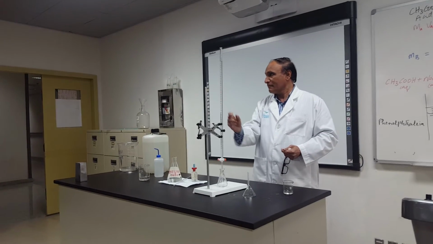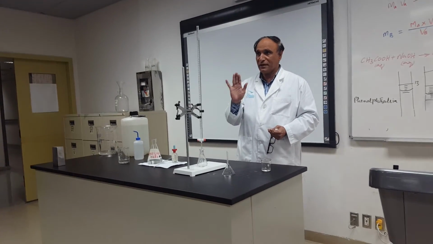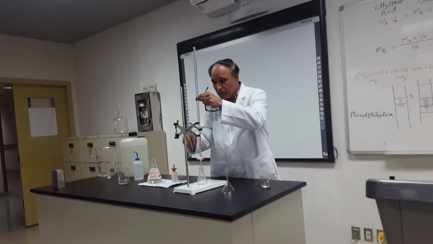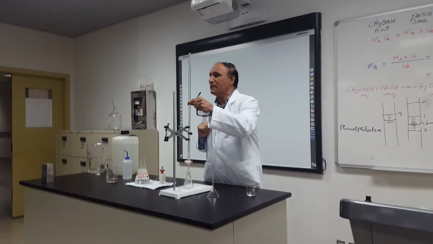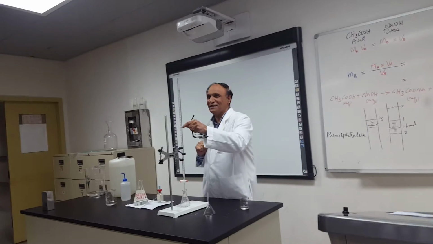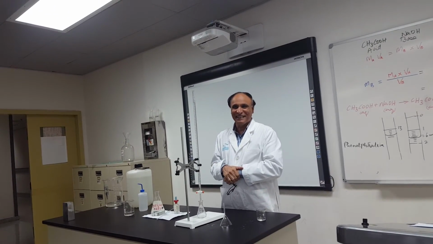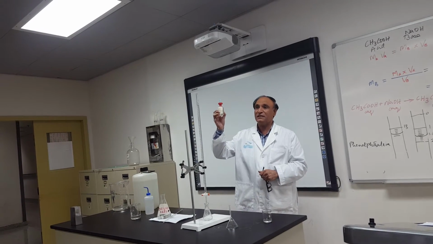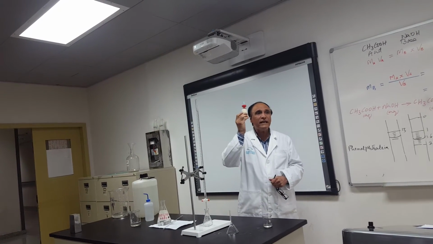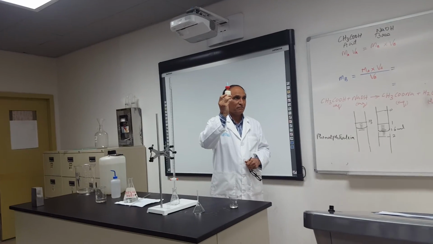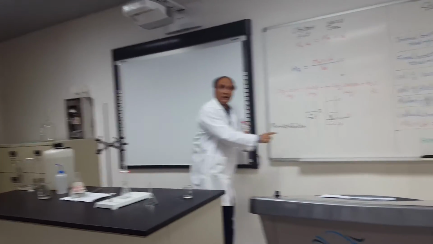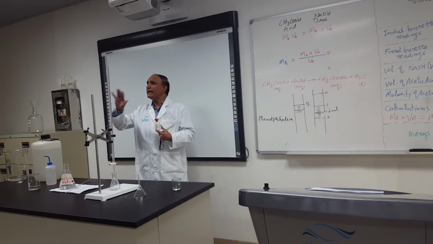Did you understand? There should be someone who should tell me, don't put more, stop it now. Who will tell me? You? The other student? No, this will tell me. This is the indicator, Kashif. And its name is phenolphthalein. There are so many indicators.